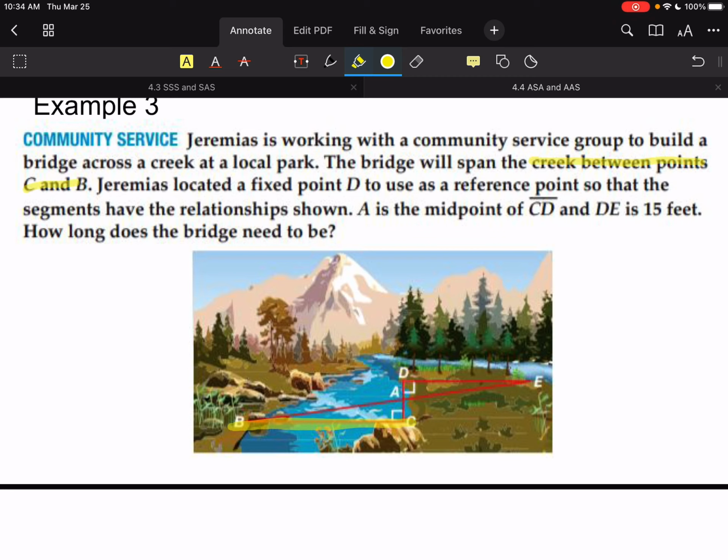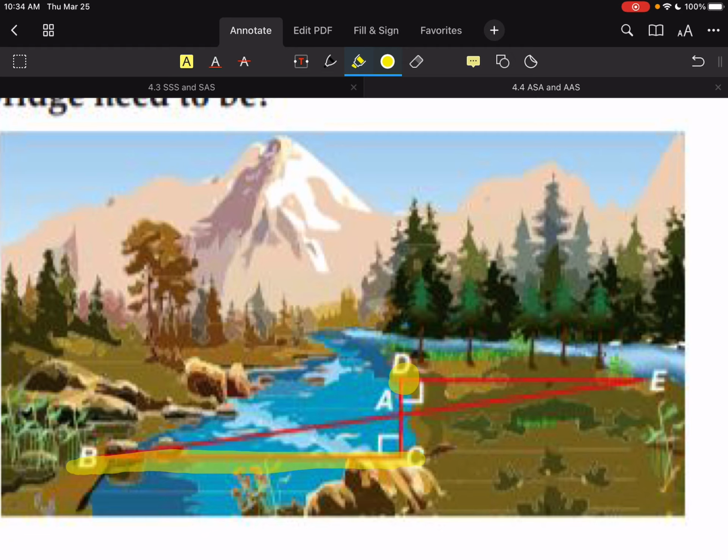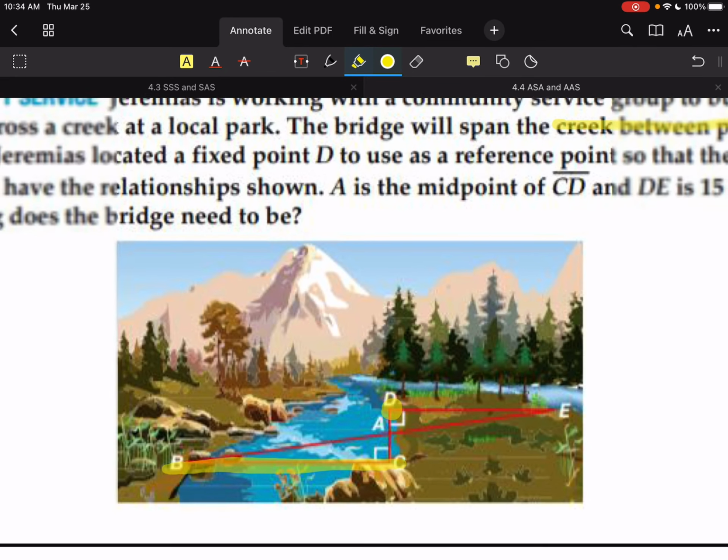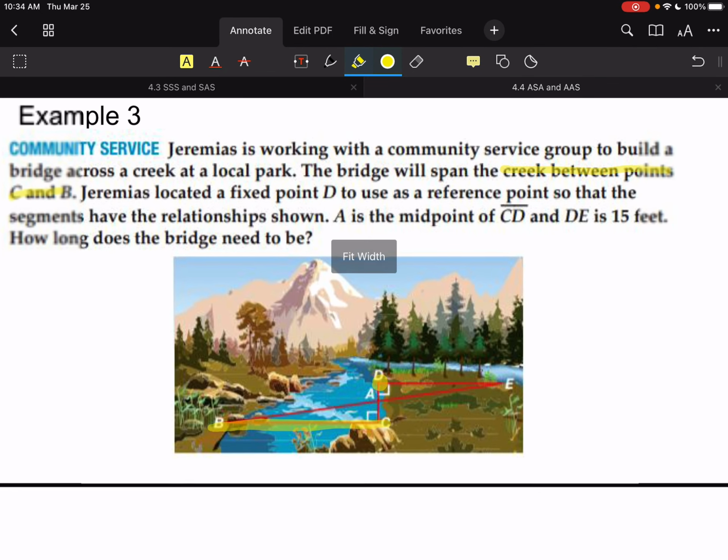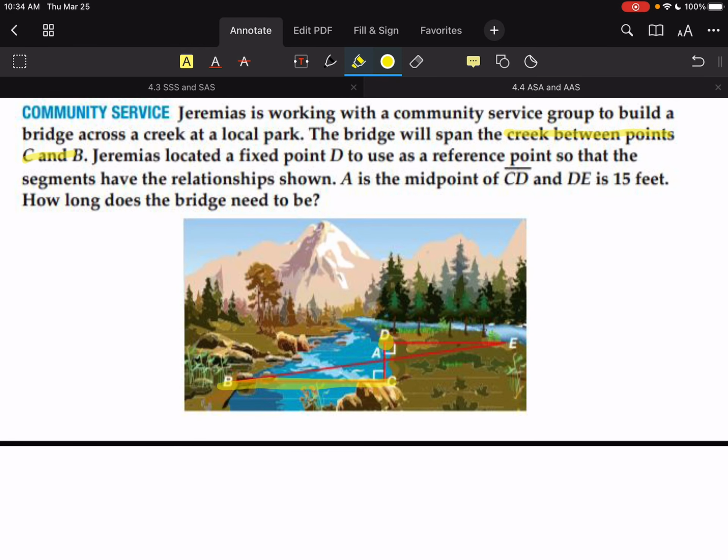Jeremiah located a fixed point at D. So D is fixed. It's not going to move. To use as a reference so that he can have segments with relationships shown. A is the midpoint of CD. So A is a midpoint. And DE is 15 feet. So we know this here is 15 feet.